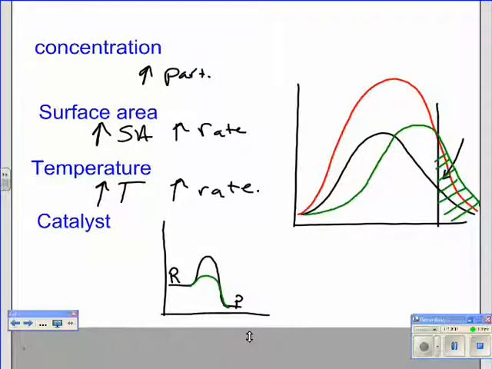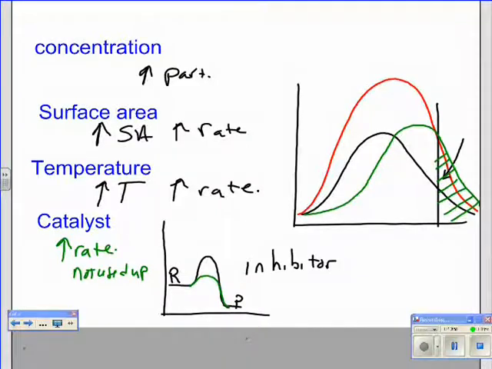Catalysts, by definition, increase the rate of a reaction, but they are not used up. In other words, they're not actually part of the reaction. Somehow they lower the activation energy. The opposite of a catalyst is an inhibitor, which makes a reaction go slower. In the case of foods, we would call that a preservative.